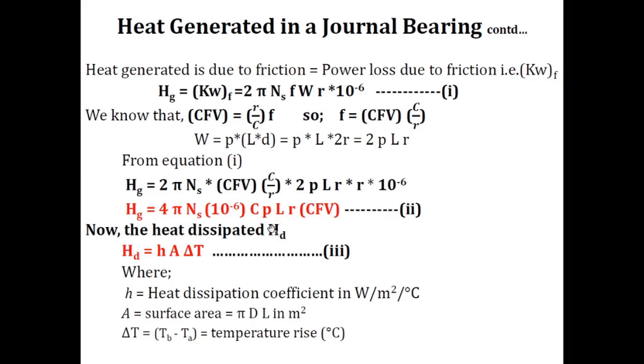So how is this heat dissipated? This heat is dissipated using this equation, Hd is equal to H A delta T, where H is the heat dissipation coefficient, or we call it the convective heat transfer coefficient, and the unit is watt per meter square degree Celsius. A is the surface area of the bearing, which is pi D L in meter square, and delta T is the temperature rise or temperature difference.